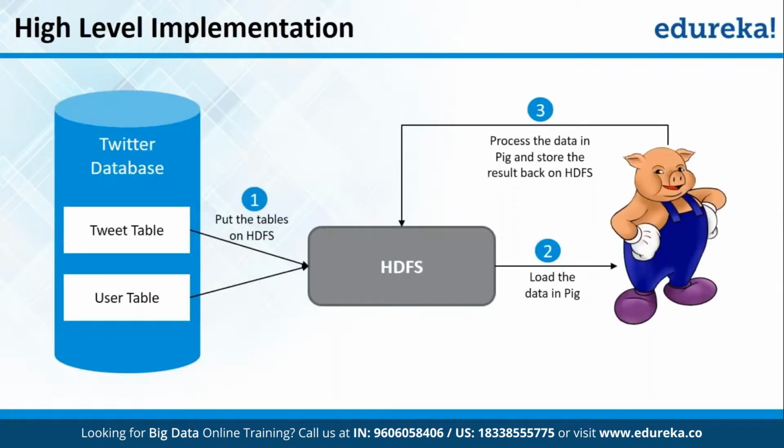So now let's move on and understand the high-level implementation of the architecture they implemented using Hadoop HDFS and Apache Pig. So at Twitter, they had a database in which there were many tables in which the archived data was stored. The insight that we want to extract is related to two particular tables, that is the tweet table and the user table. So the very first step is to move the data of these two tables into HDFS. Once the data is moved to HDFS, this data is loaded into Pig, and finally the data is processed by Pig and the result is stored back to HDFS. So this was the high level implementation.